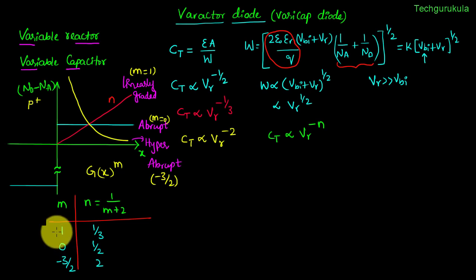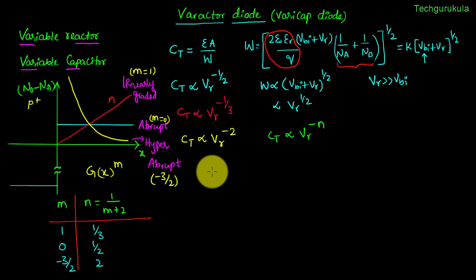As we see, as m is decreasing, n is increasing. And you can observe here that we are changing doping profiles in such a way as to actually impact how the junction capacitance changes when we change the reverse voltage. So we are basically tailoring the doping in such a way that we get better characteristics or better control of the junction capacitance by varying the reverse bias potential.